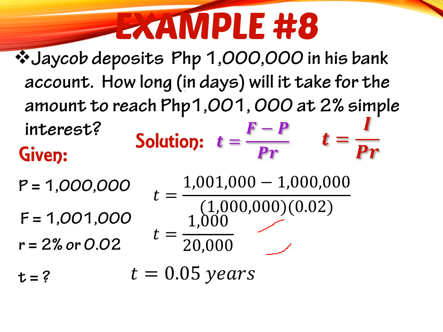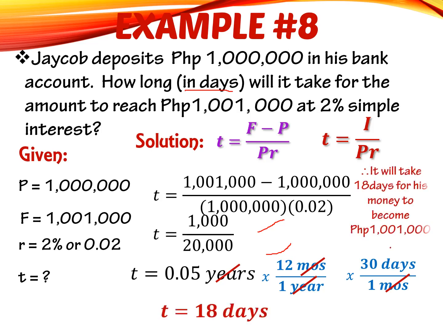But you are asked to find it in days. So we're going to convert it by using dimensional analysis. So we have here 1 year is equal to 12 months. So we can cancel now years. And then you are asked to convert it in days. So you know that in 1 month there are 30 days. So 30 lang ang gagamitin natin, hindi 31. So again, we can cancel that one. So you have now the days as your unit. So all you have to do is multiply 0.05 times 12 times 30. And that will give you 18 days.